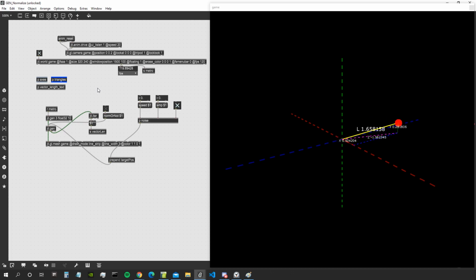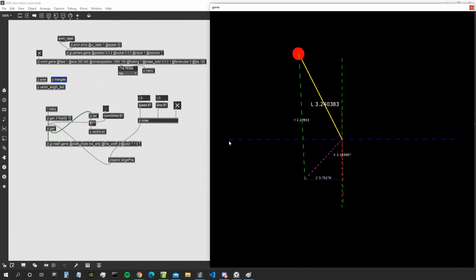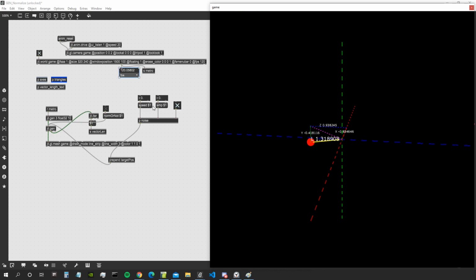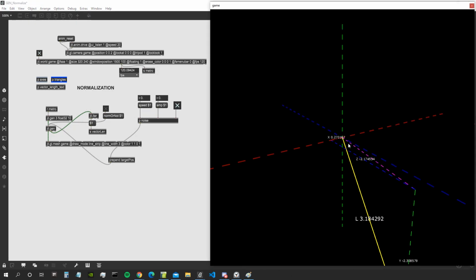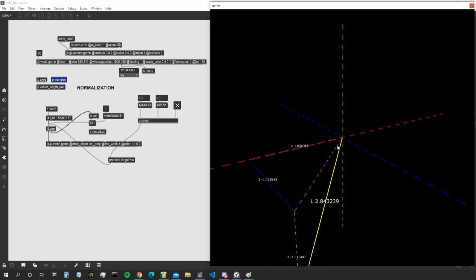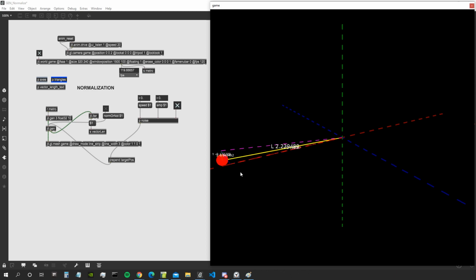So I realized that I didn't have a video about normalization, which is a super important function inside the jit.gen. So here we are with the vector normalization explanation video. I've prepared some little graphics here that will help us understand the concept.